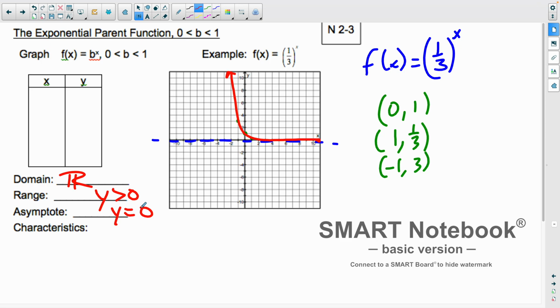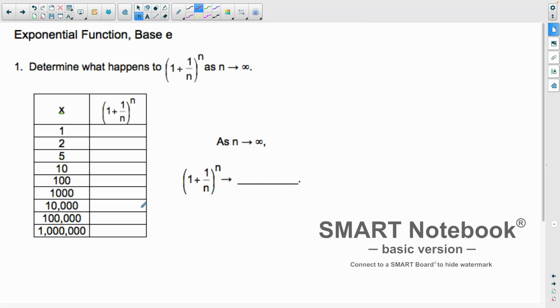Okay? Everybody all right so far? All right. There's one other concept I want to put in here real quick. We talked a little bit about it last year in Algebra 2. We talked about the base of e. So if I have a base of 3, I have a base of 1/3, and if I were to use a base of e, okay?